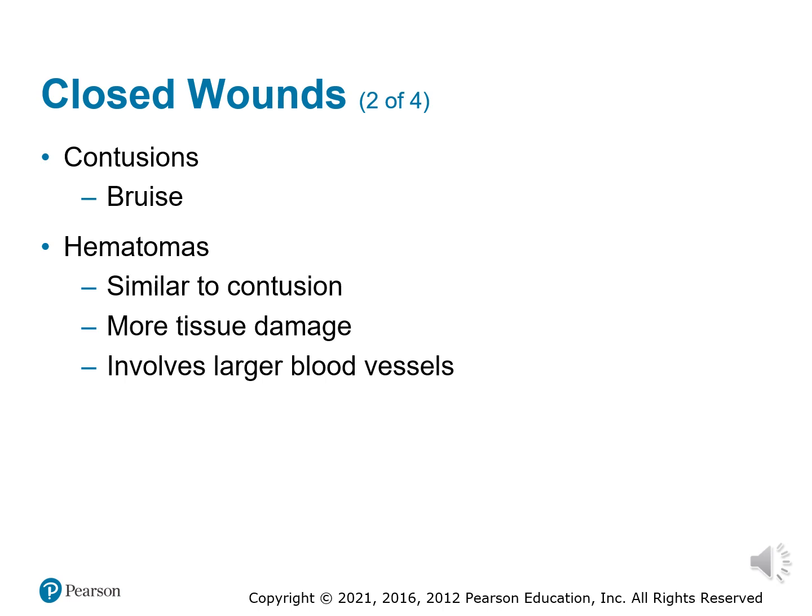Similar to a contusion, with a hematoma you'll have more tissue damage, and it involves larger blood vessels. So remember, in a closed wound, the skin has not been broken. Blunt trauma causes closed wounds. There are three types of closed wounds: contusions, hematomas, and crush injuries.